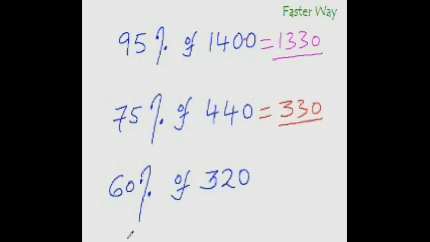All right, so now look at this. 60%. 60% is nothing but 50% plus 10%. So 50% of 320 would be 160 and 10% would be 32. 160 plus 32 is 192. So this is the answer.